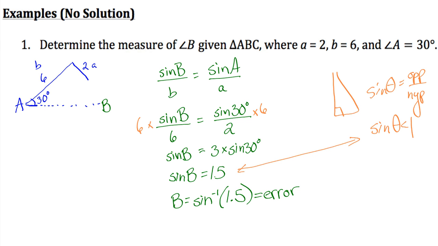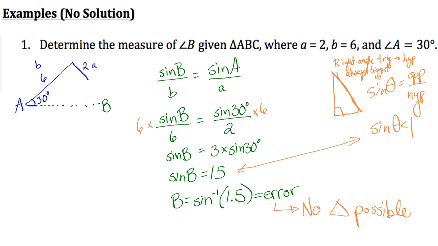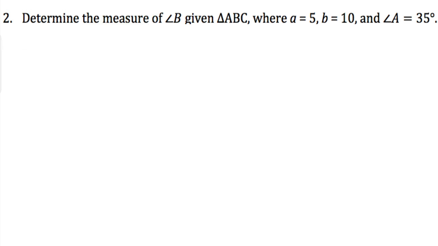So we got this error, and we can interpret that. That tells us some information. We didn't do anything wrong. We just learned from this that we have to take a look at the values, analyze them, and now we can come to the conclusion that there's no triangles possible. And obviously, if there's no triangles possible, then we don't have to bother to check if a second triangle is possible. Here's another example with the same scenario.